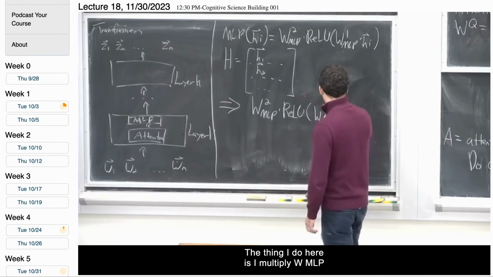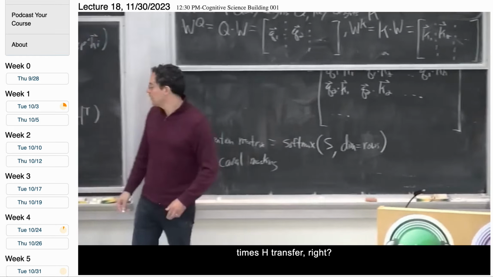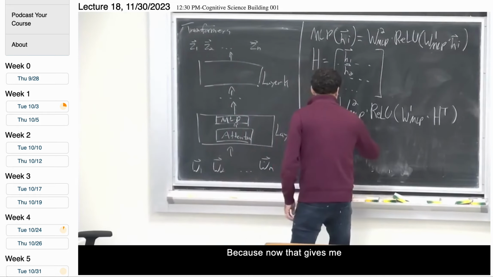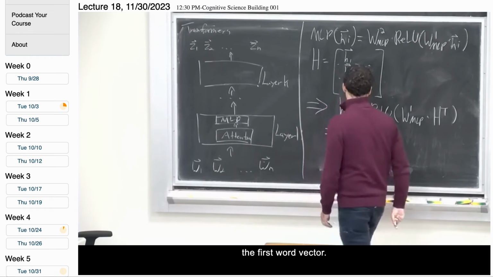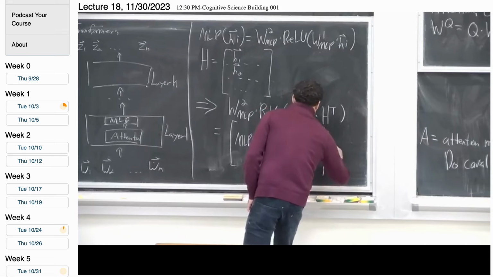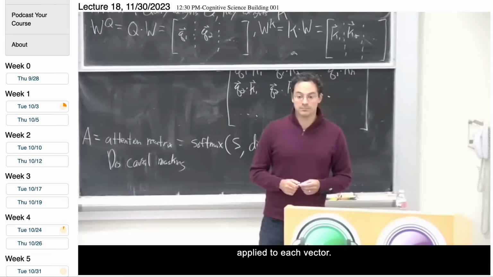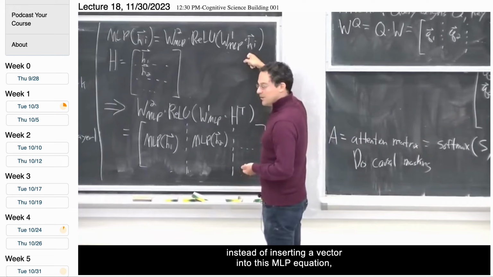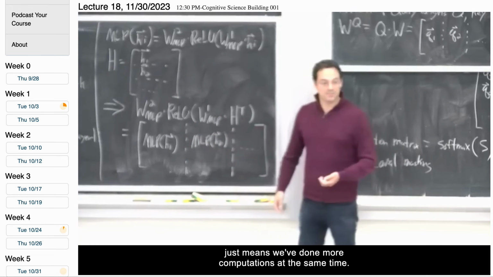So the thing I do here is I multiply WMLP times H transpose. That gives me out in one column the result of MLP applied to H1, the first word vector. In the second column, I have MLP applied to H2. So each column now contains the MLP applied to each vector. So that's how we parallelize. It's literally just like instead of inserting a vector into this MLP equation, we insert a matrix into the equation. Nothing really changes. It just means we've done more computations at the same time.